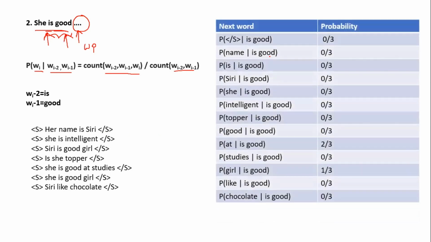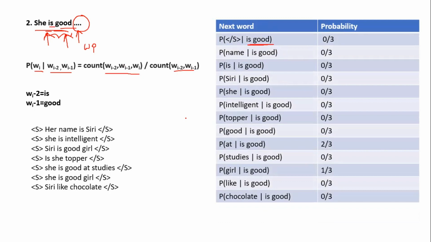So first, draw one table like this with next word and probability, just like the previous case. And now the sequence or the denominator is having 2 words, right? Wi minus 2 and Wi minus 1. So what is Wi minus 1? That is good. Wi minus 2 is. So I'm taking "is good" as the denominator.